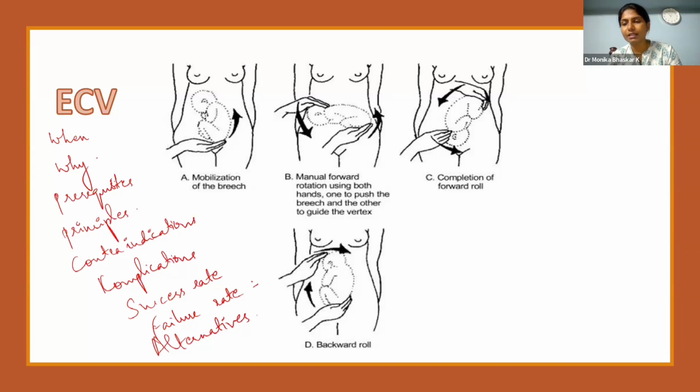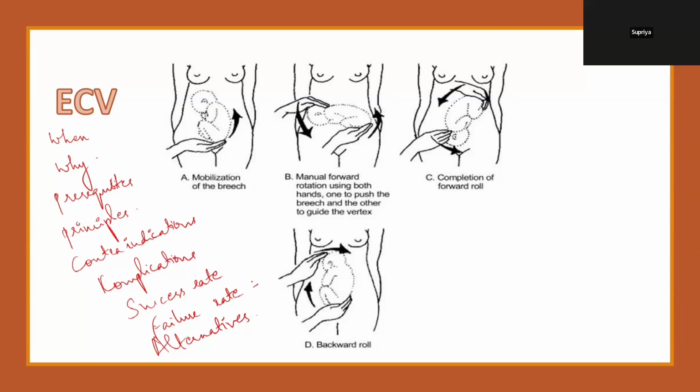Okay. So again, I will repeat: singleton, adequate pelvis, adequate liquor, average size baby between 2.5 to 3.5 kg. There should be no placenta previa and other contraindications of vaginal delivery. And what else did I tell? Rule out oligo, adequate liquor.